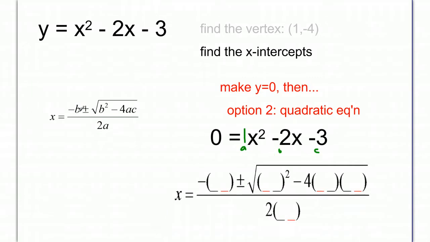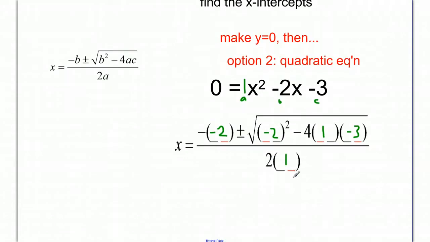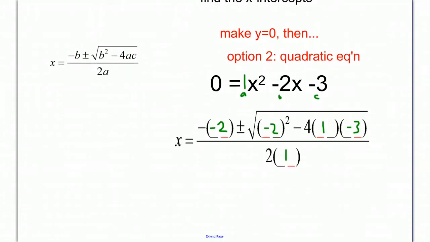First thing we have is -b. So we have a negative, and then our b is -2. So -2 plus or minus the square root of b squared. So -2 again squared minus 4 times a, 1, times c, -3, all over 2a, or 2 times 1. To take this to the next step, let's clean it up. We know that -(-2) is equal to +2. So we have x is equal to 2 plus or minus, and then we have the square root of.